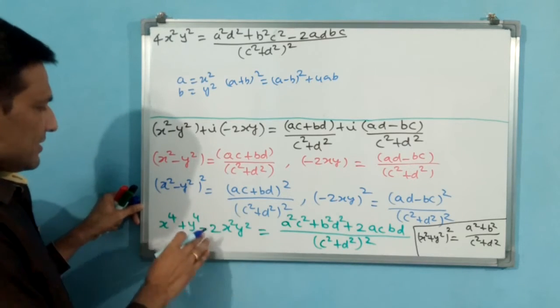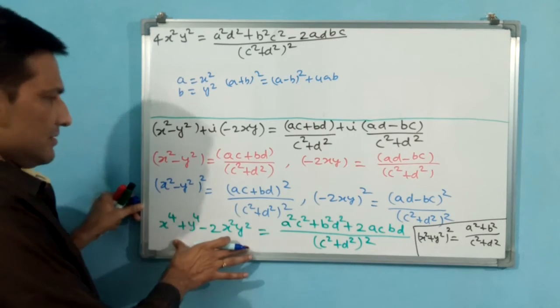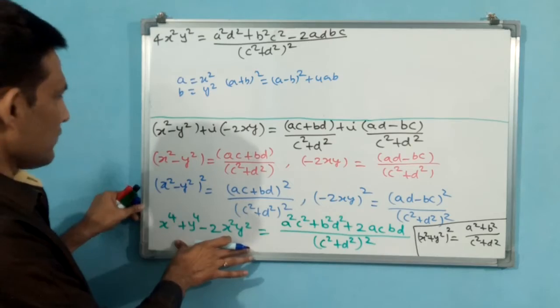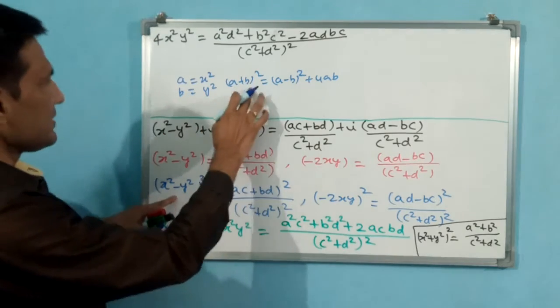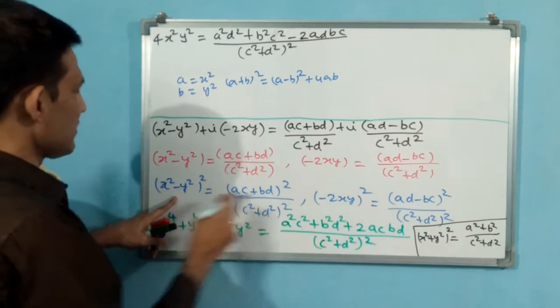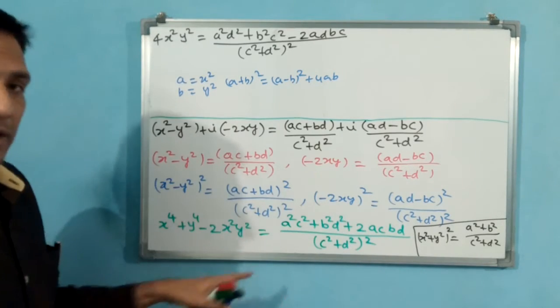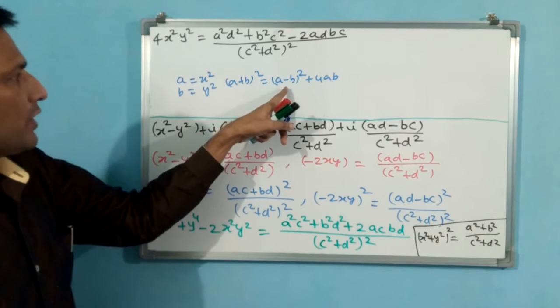Okay, I think this we need not expand. Why? Because x square minus y square is enough. And this 4ab you have to square, but this you need not square. But here you have to square. Now you understand what you have to do.